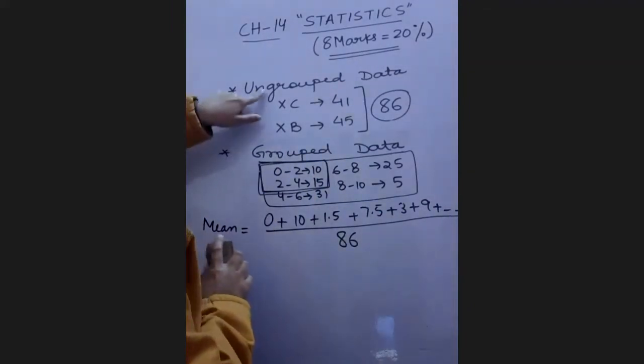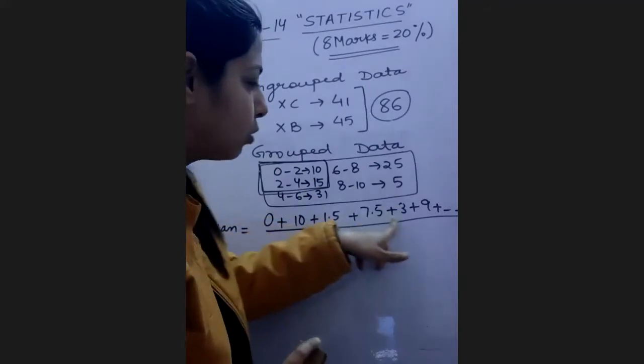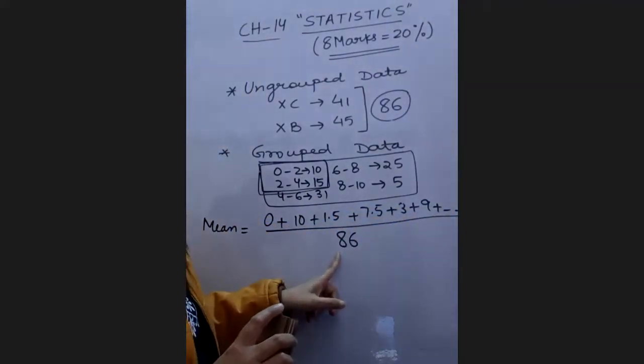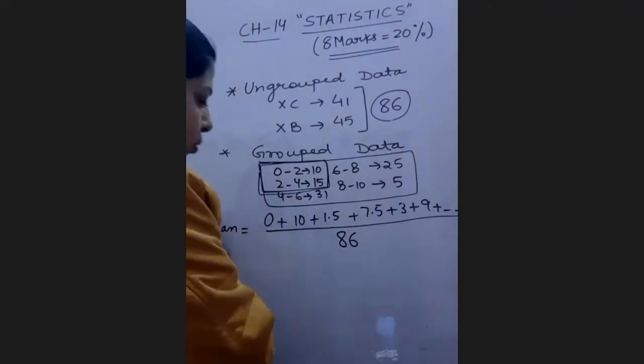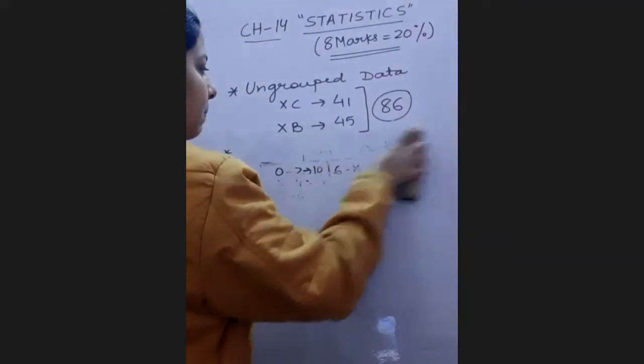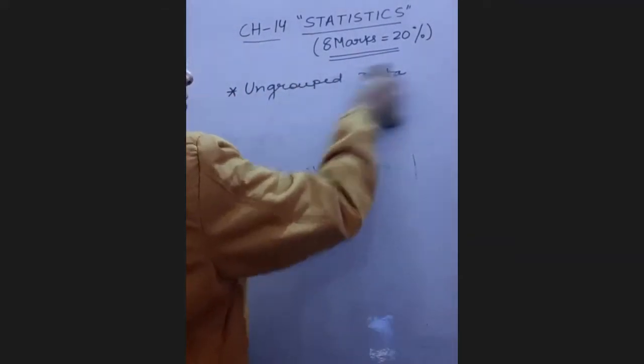In ungrouped data, I know the individual score, and I add the individual scores. So I know my score will come out right. I know my mean, mode, whatever I am calculating, is going to be perfectly okay.